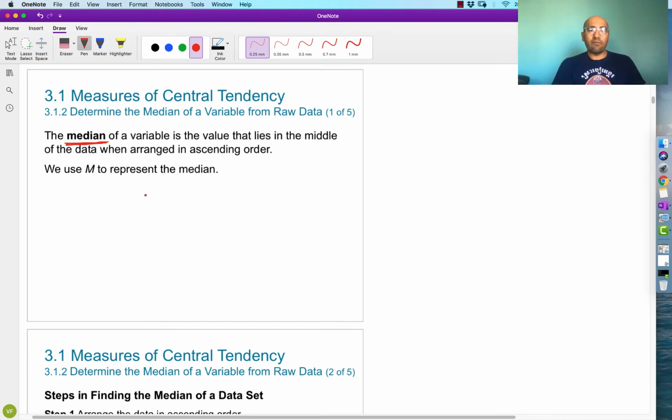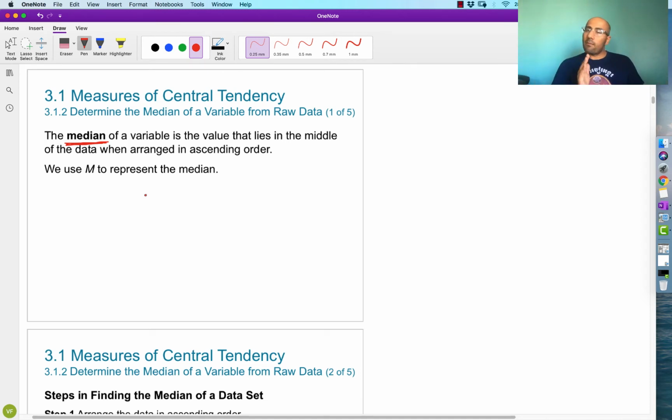The median of a variable is the value that lies in the middle of the data when arranged in ascending order, right? Ascending order is from the smallest to the largest, right? Ascending. The other one is descending, going from the largest to the smallest. So you're given a set of values. The original raw data might not be arranged from the smallest to the largest. So part of the work you're going to have to do is to organize them from smallest to largest.